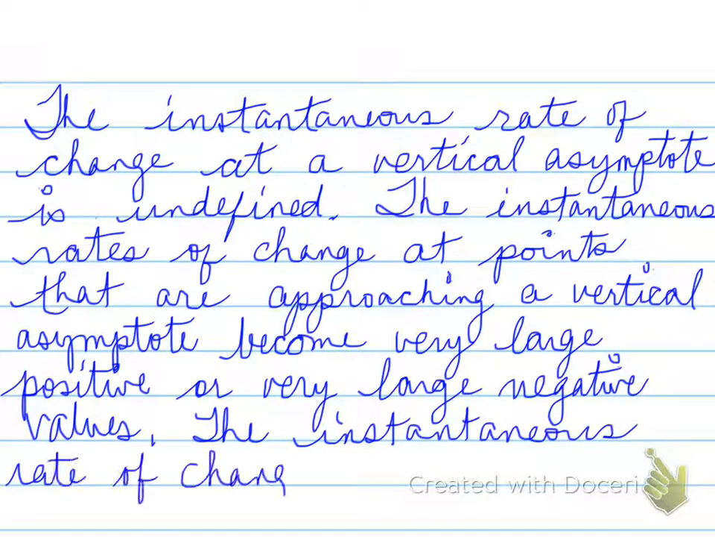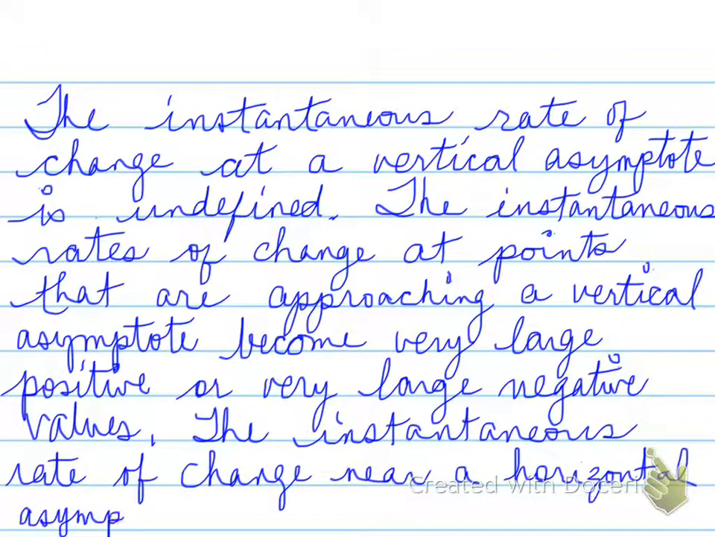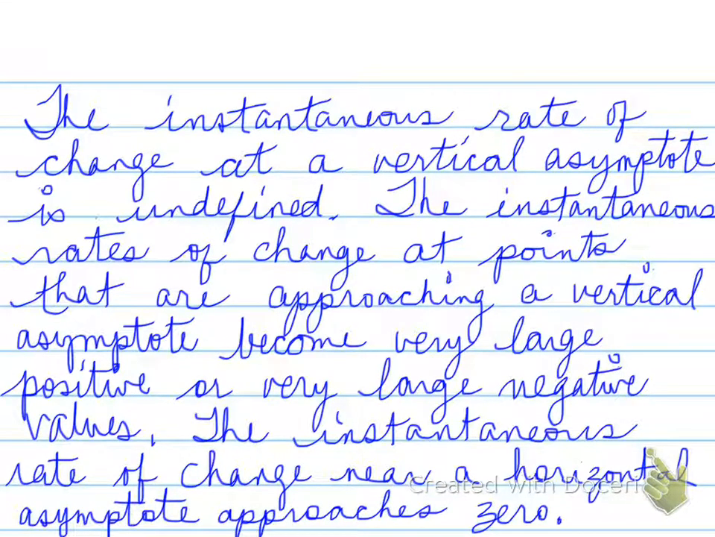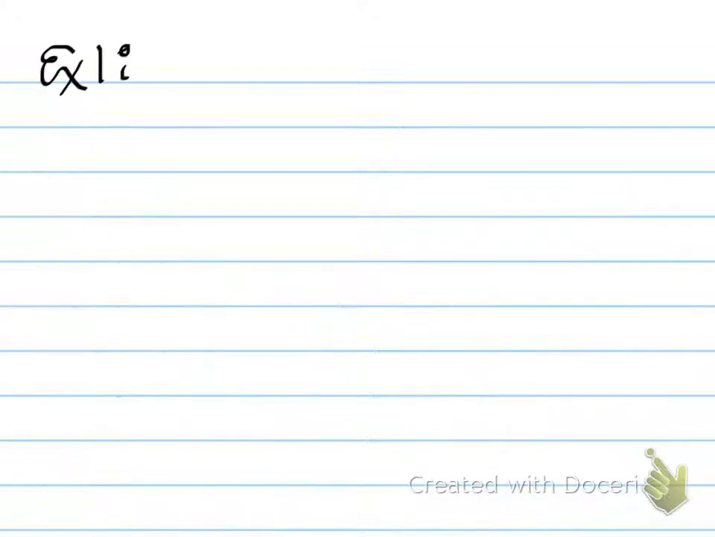Also, the instantaneous rate of change near a horizontal asymptote approaches zero. That is also true at a turning point. So the idea is that as it approaches a horizontal asymptote, the function is literally approaching a horizontal line. A horizontal line has a slope of zero. And that is also true when you have a tangent line that is directly on a turning point. All right, let's move forwards.